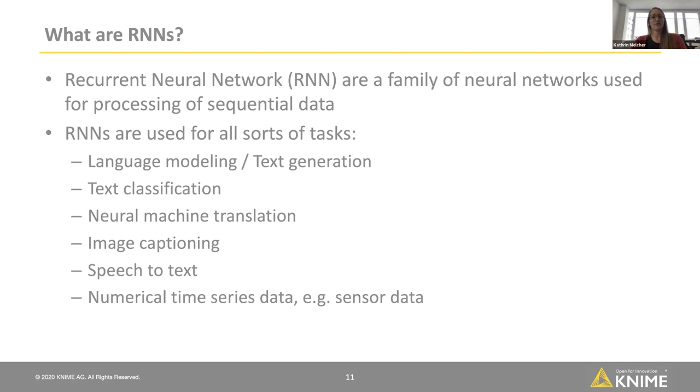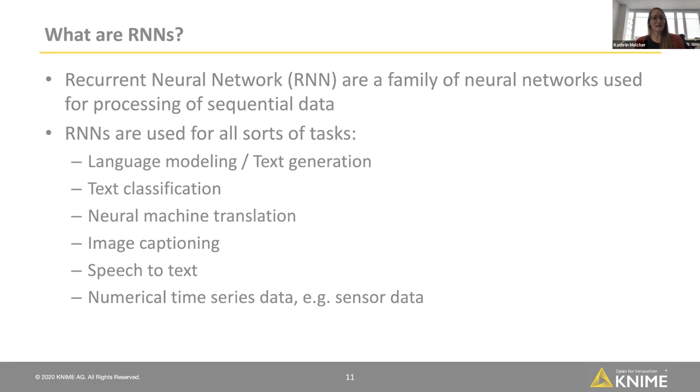It could be text, which would mean a sequence of words or a sequence of characters, or it could also be a sequence of numerical values, like, for example, the sequence of measurements of a temperature sensor. Recurrent neural networks are used for all sorts of tasks, and I'm pretty sure that all of you have used a recurrent neural network at some point today already. For example, while writing an email and Google was giving you recommendations for which word you might want to use next. This is, for example, a language model, where recurrent neural networks are often used.